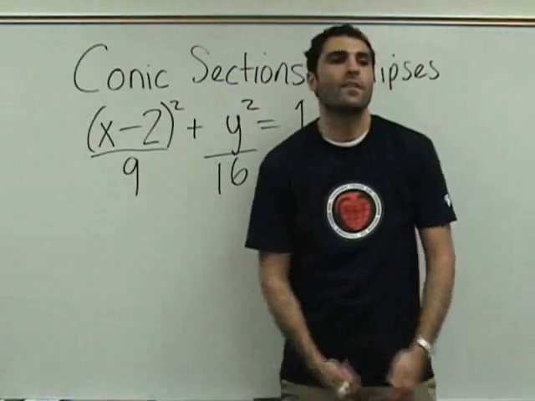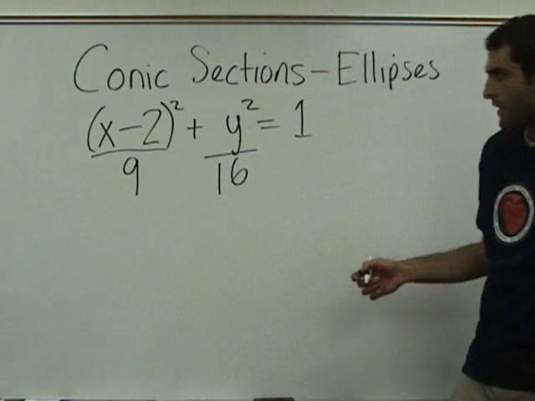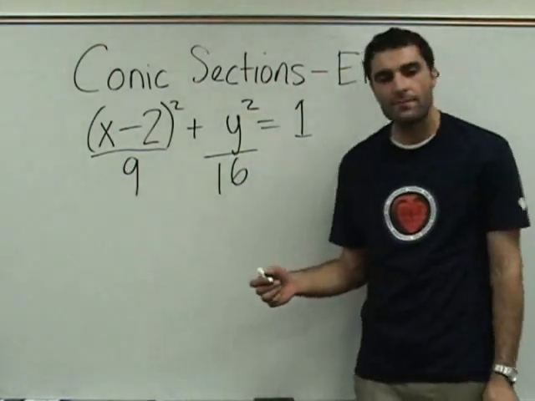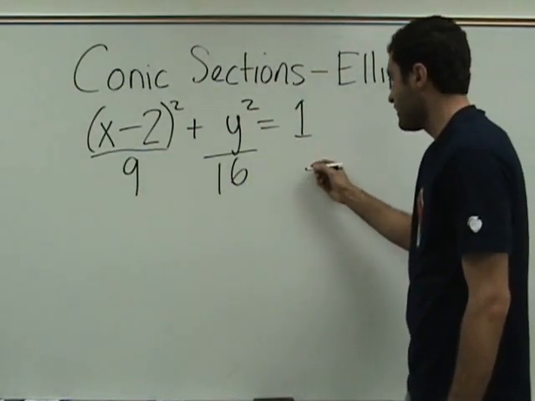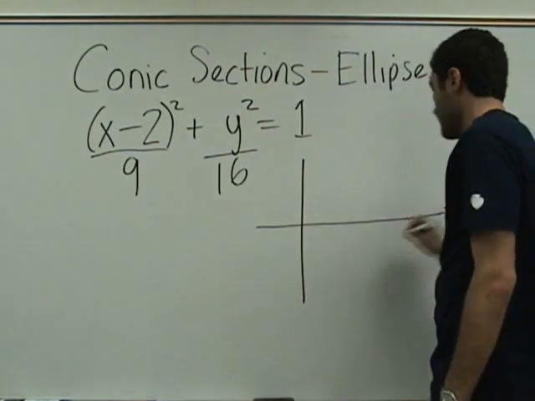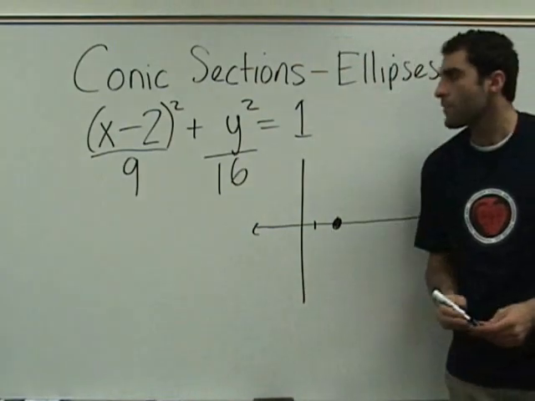All right, what should I do first? Let's take turns here. Find the center. What would it be? 2, 0. Then what should I do with it? Graph it. Good stuff. 2, 0. There's 2, 0. And we graph the center.